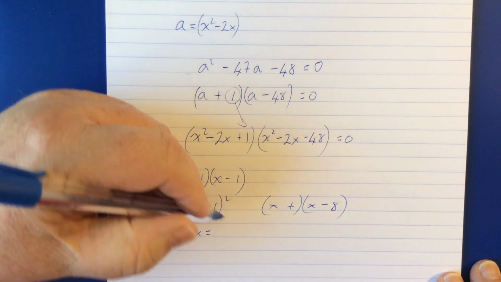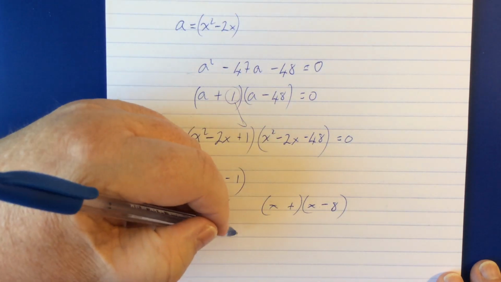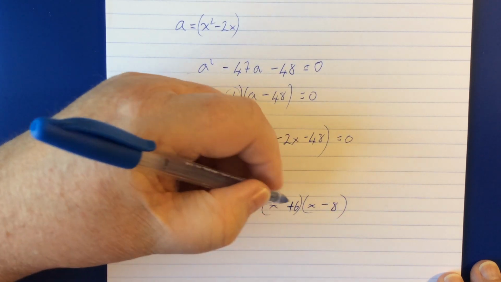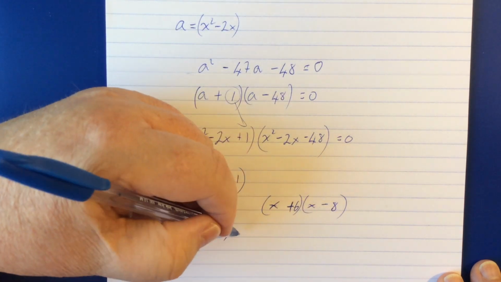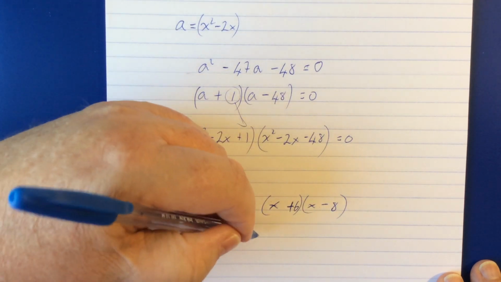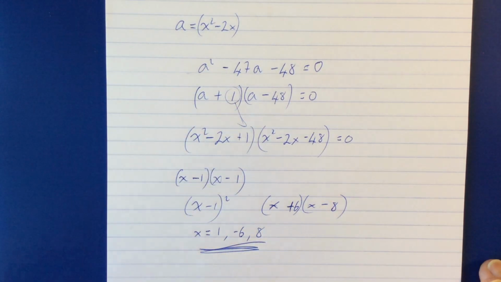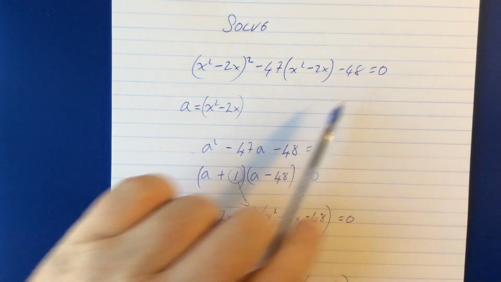Now, we were asked for solutions, and so here we go. So x is equal to 1. Make this equal 0, you get positive 1. Sorry, this should be a 6 in there, I beg your pardon, I didn't put that in. x plus 6, x minus 8, so that is negative 6 or 8. And that's the answer. Those are the solutions to this problem up here.